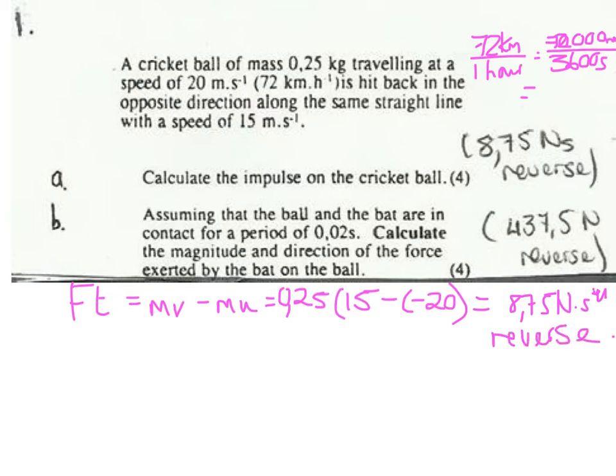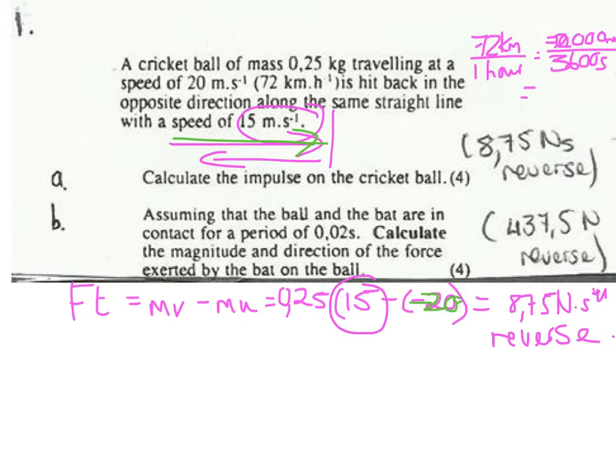How do I know that? Because what I've landed up with is a positive answer. Now, positive was the 15, and 15 was going backwards. So the ball came in, hit the bat, and then went back out. If I use colors, that was in, and the pink is going out.